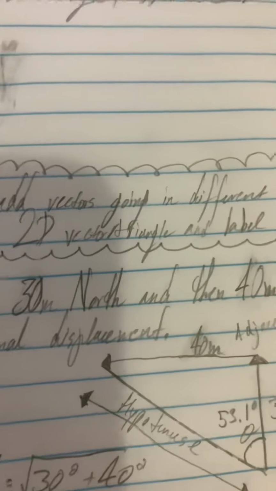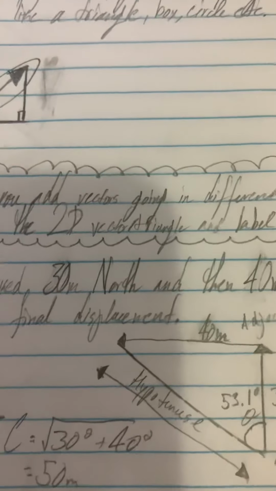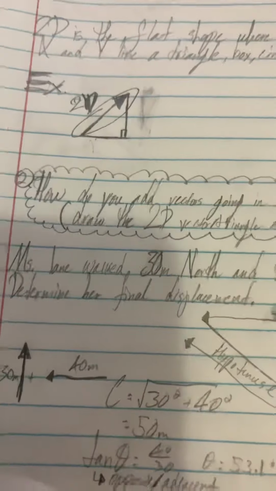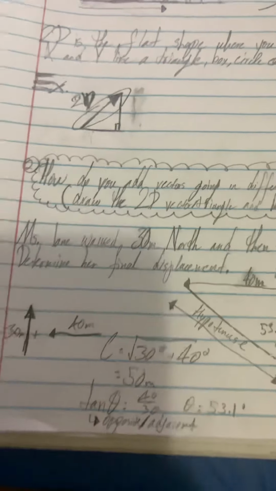So for question 2, it asks, how do you add vectors going in different directions? For this question, I chose to use a word problem that'll better explain the answer. In the word problem, it says, Miss Lane walked 30 meters north and then 40 meters west. Determine her final displacement. So basically, the problem was asking us about her final displacement.